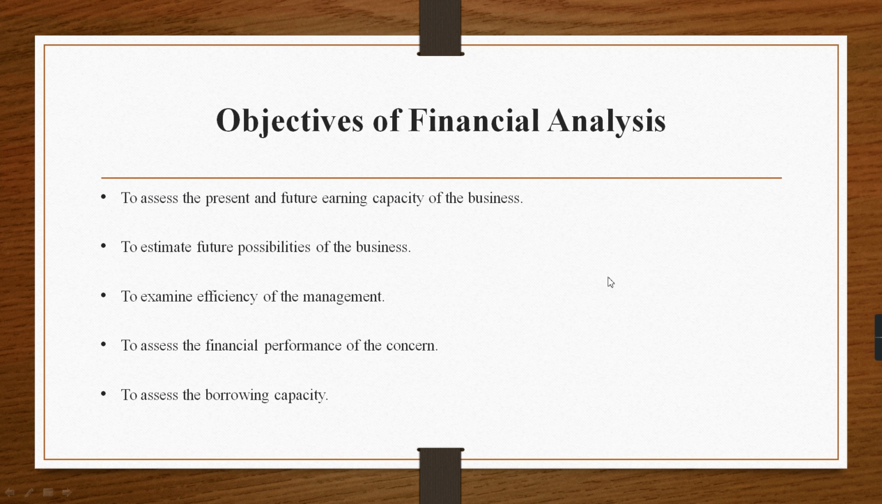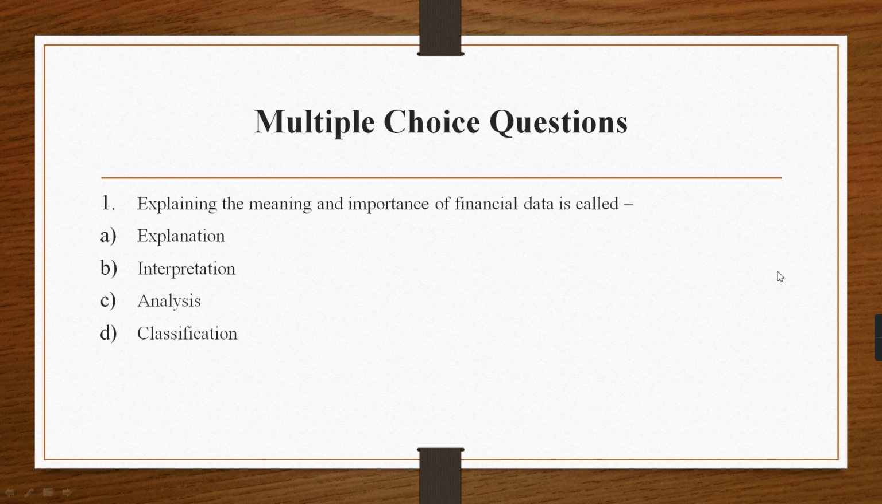Then to assess the borrowing capacity of a business concern. To assess the borrowing capacity is also an objective of financial analysis. Coming to the multiple choice questions: explaining the meaning and importance of financial data is called: explanation, interpretation, analysis, or classification. Can you tell me the answer?